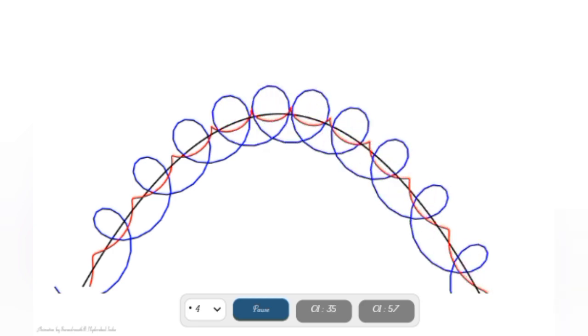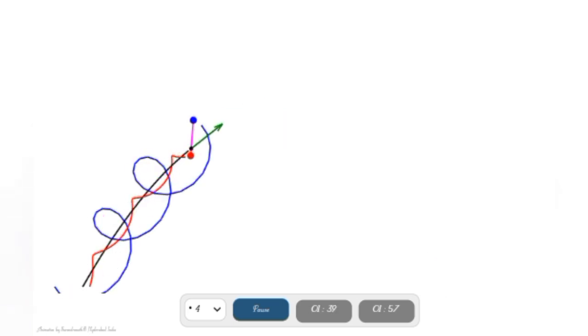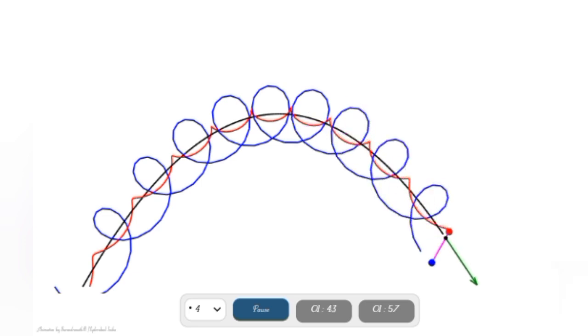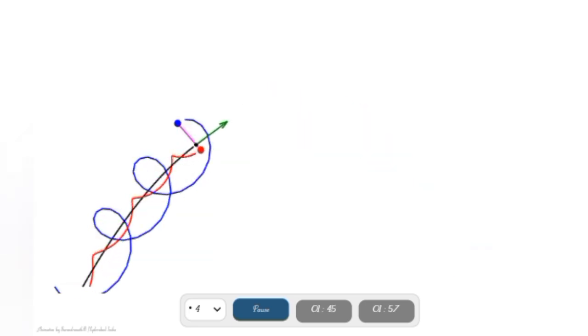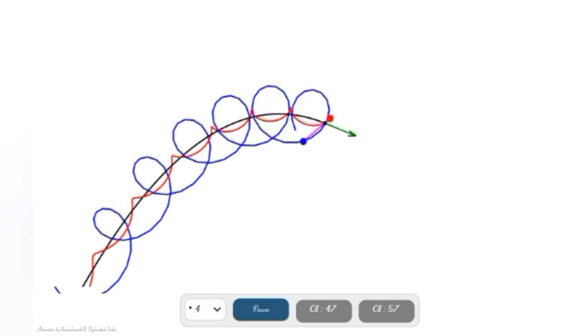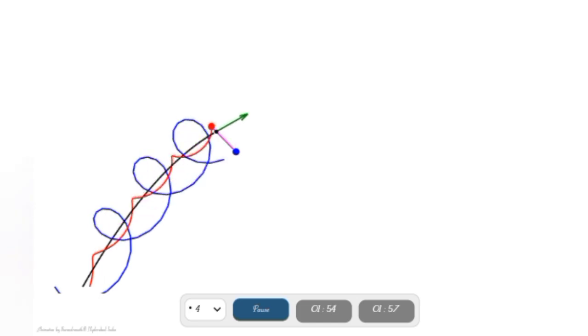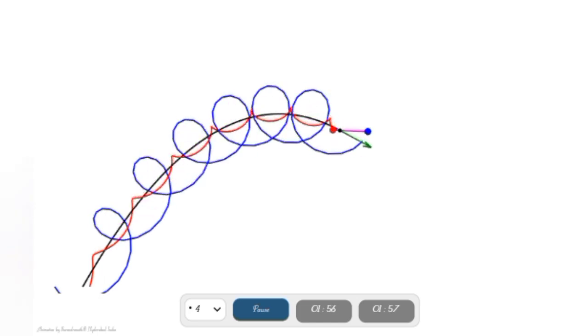For the purpose of analyzing translational motion of a many-body system, the mass of the system can be assumed to be located at the center of mass. Momentum of the system at any instant is the product of the total mass of the system and the velocity of the center of mass at that instant. External force on the system can be assumed to act at the center of mass to analyze the translational motion of the system.